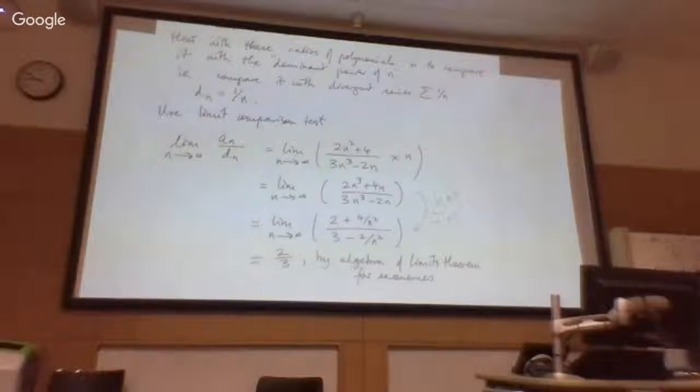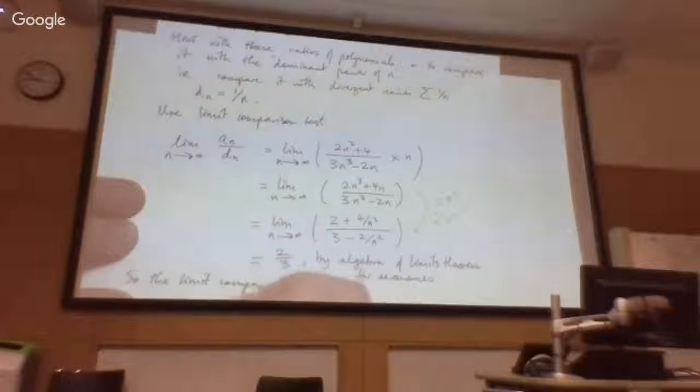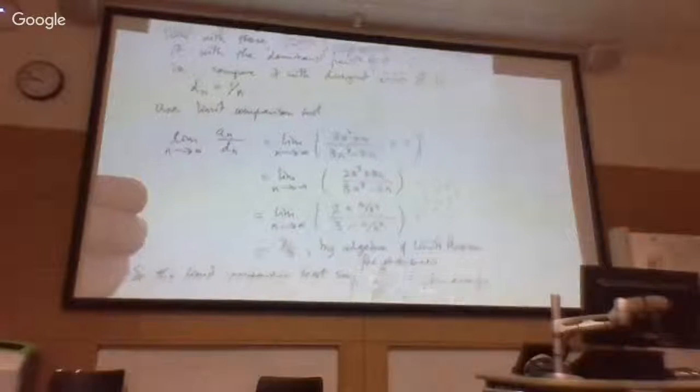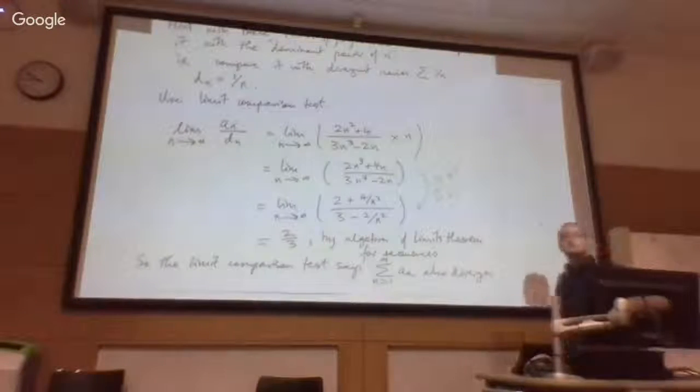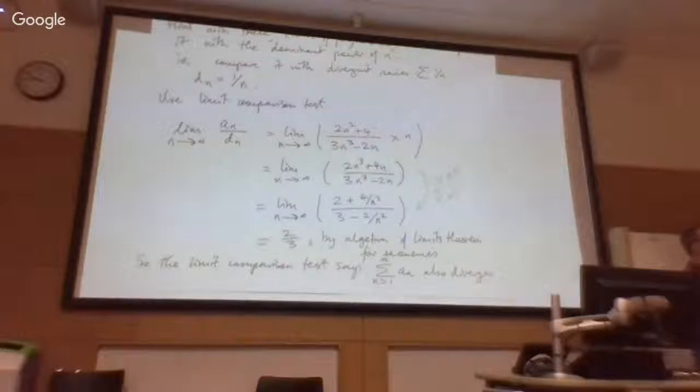So the limit comparison test says that the sum of an from n equals 1 to infinity also diverges, because it compares with the harmonic series. It's approximately 2/3 of the harmonic series, and the harmonic series is diverging, so ours must diverge also.